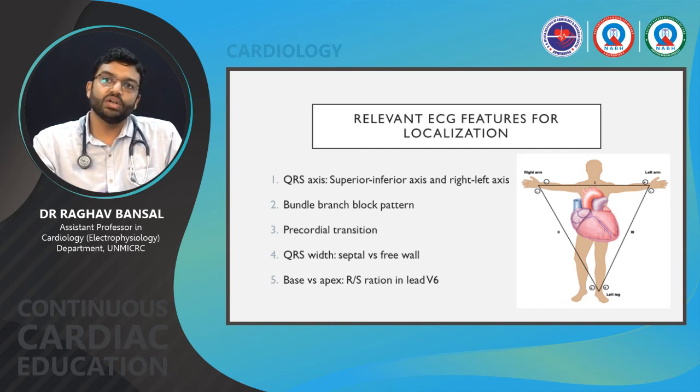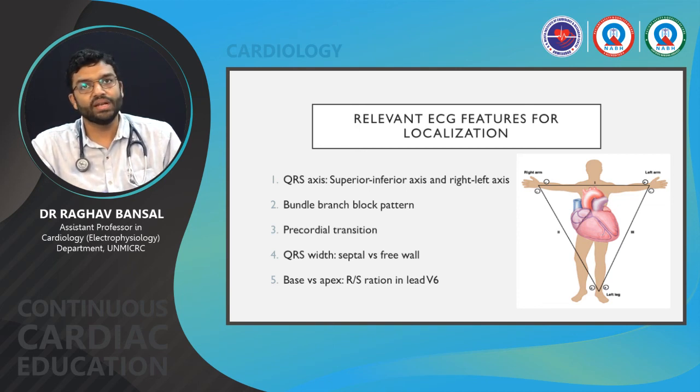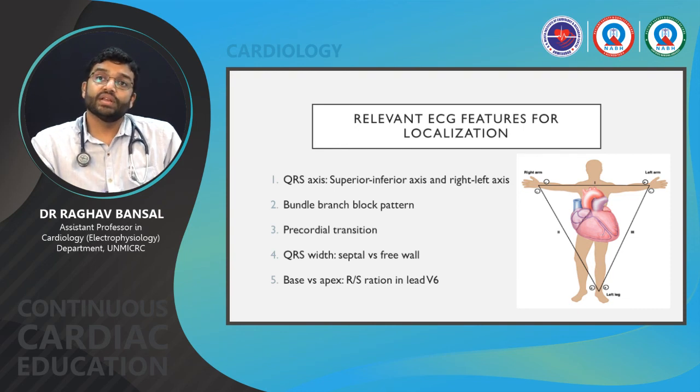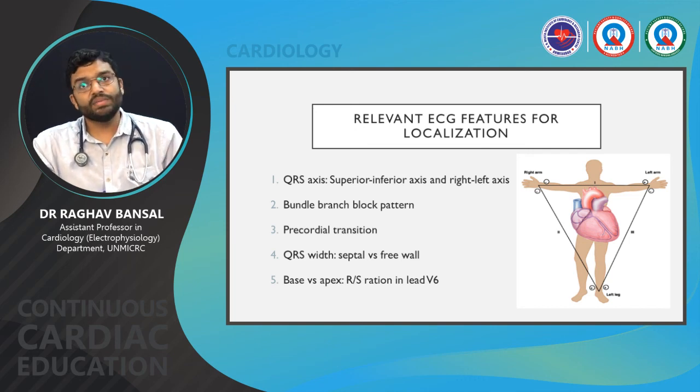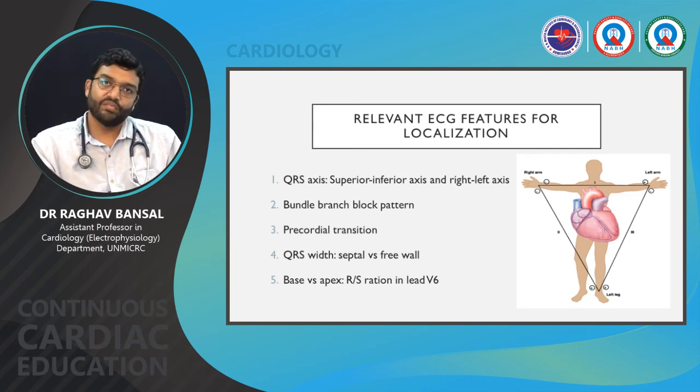Anything which is positive in 2, 3, aVF points inferiorly, it's an inferior axis. If it is negative in 2, 3, aVF, it points superiorly, it is a superior axis. Likewise, if there is lead 1 positivity, then it is a left axis, and if there is lead 1 negativity, it points towards a right axis. Then we have to carefully look at the bundle branch block pattern. As a general rule, arrhythmias arising from the left ventricle will give a right bundle branch block pattern, and arrhythmias arising from the right ventricle will give a left bundle branch block pattern. Again, we have to look at the precordial transition as discussed in the previous slide because that gives an idea how posterior the origin of the arrhythmia is.